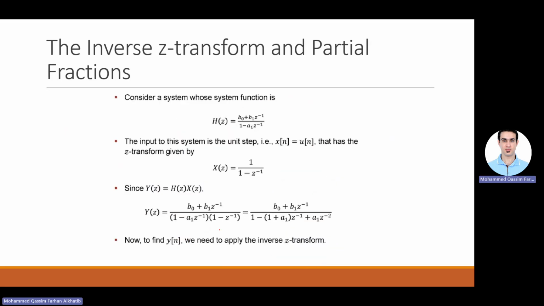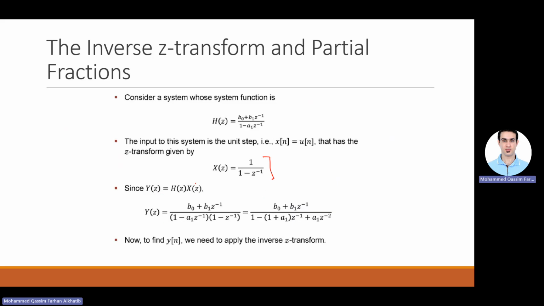All right. So here is an example. Consider a system whose system function is H(z) = (b0 + b1 z^-1) / (1 - a1 z^-1). The input to this system is the unit step function, which has this z-transform, and it asks to find y(n).